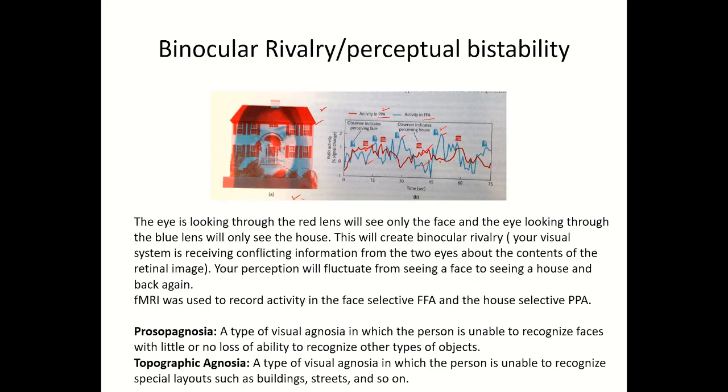And topographic agnosia is a condition in which the subject can recognize the face but is unable to recognize the spatial layout of a landscape or building, street, and so on. So this is more due to a lesion in the parahippocampal area, the parahippocampal place area.